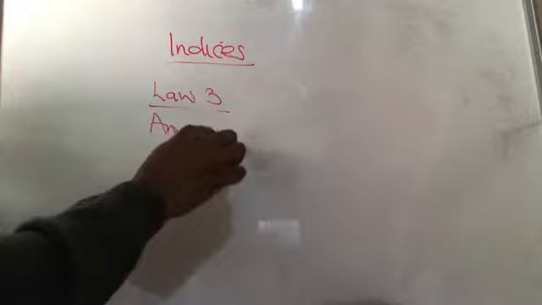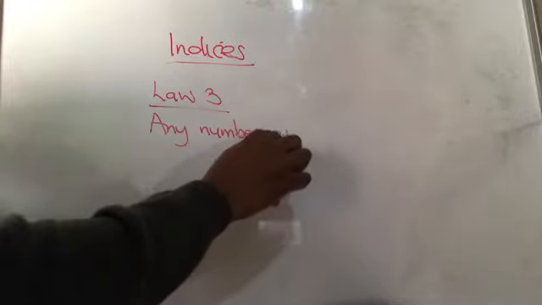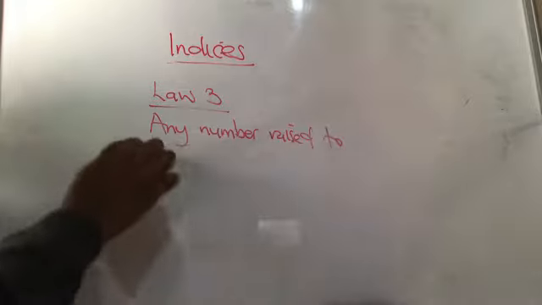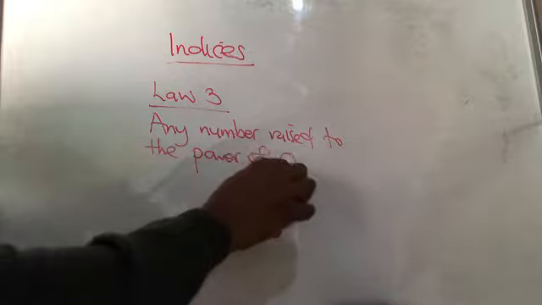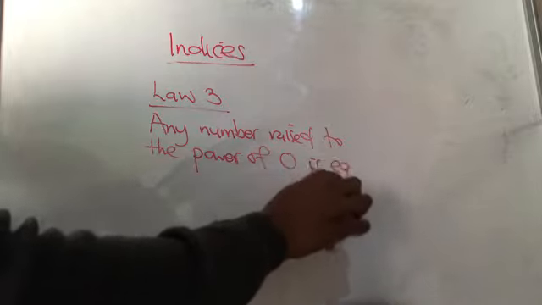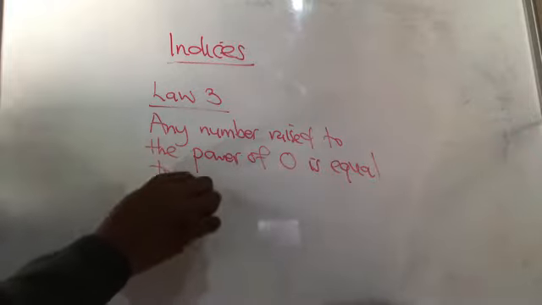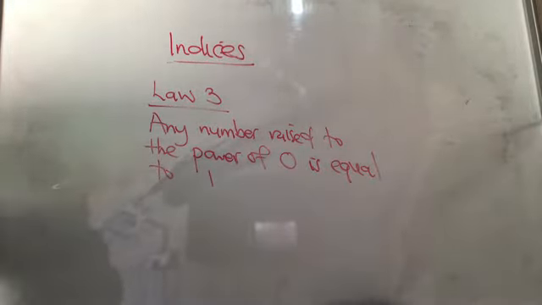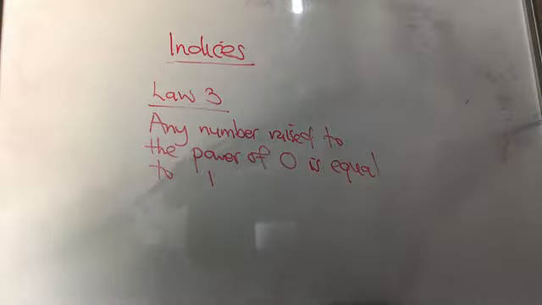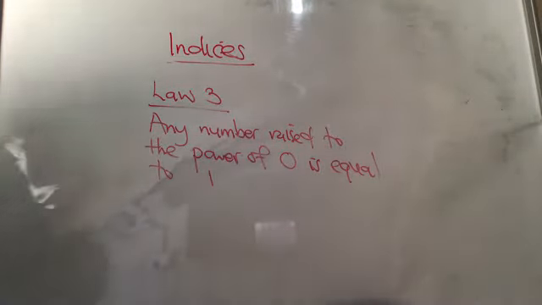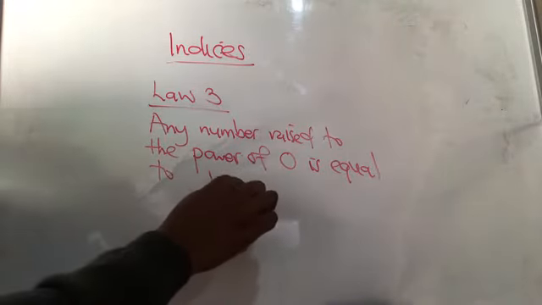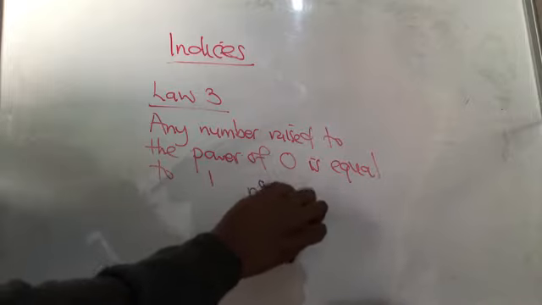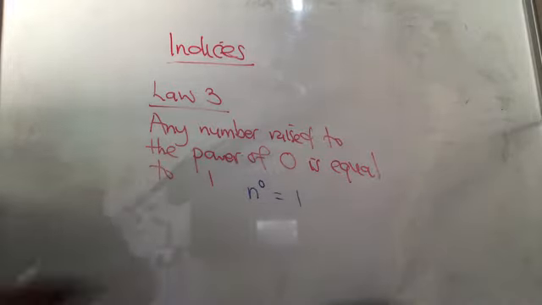Any number raised to the power of 0 is equal to 1. It doesn't matter how small the number is, it doesn't matter how big the number is, as long as it's a number and it's raised to the power of 0, then the result is 1. For example, n to the power of 0 is equal to 1. It doesn't matter that we don't know what n is, because it's standing for a number. So we know the result will be 1.